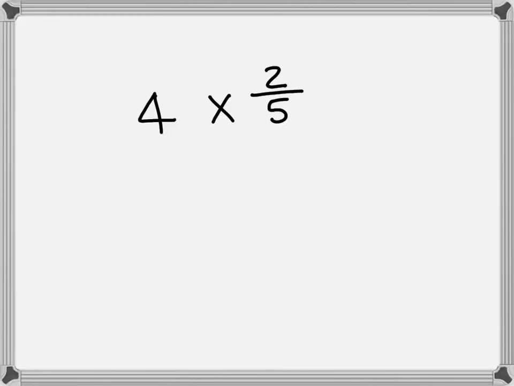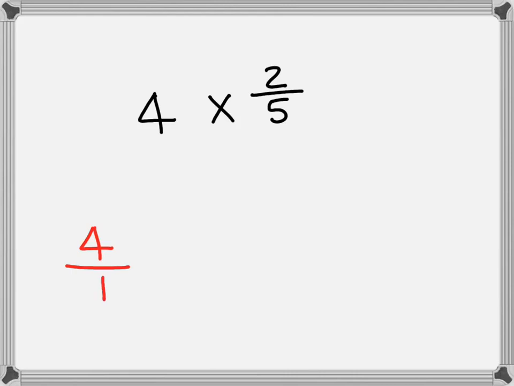Let's look at how we're going to multiply a fraction by a whole number. It's easy. All you have to do is make the whole number into a fraction. Now, you know how you're going to do that. All whole numbers, if you want to make them a fraction, you put them over 1. Okay, that'll be 4 over 1.